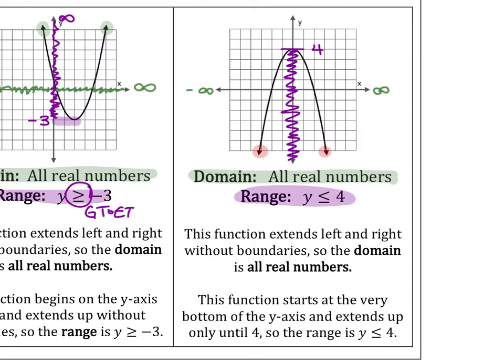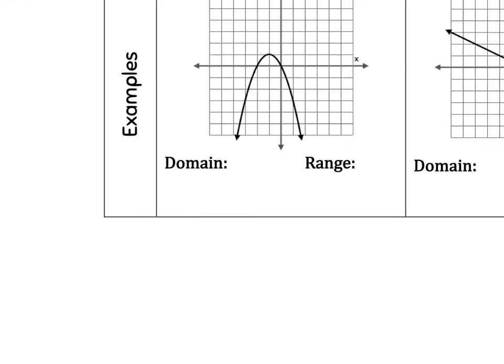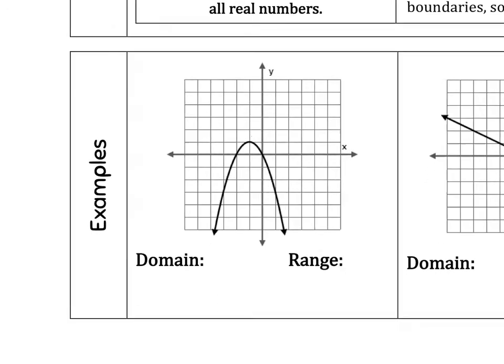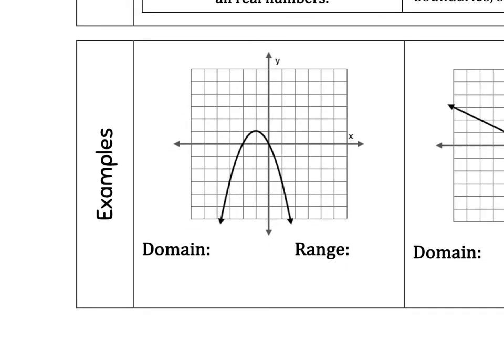Okay, let's try some practice problems together. I'm going to do one with you, and then you and your partner are going to take care of the other two. So let's do this one. We're answering domain and range. Domains are my x's, so I look side to side. Since I noticed that this parabola, the curve, has arrows extending to the left and to the right, that means that the graph is going from negative infinity to infinity.